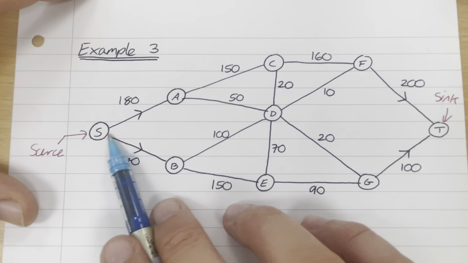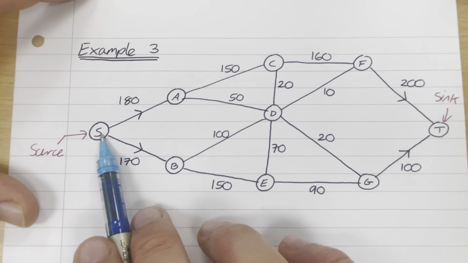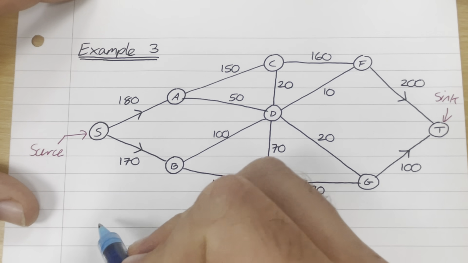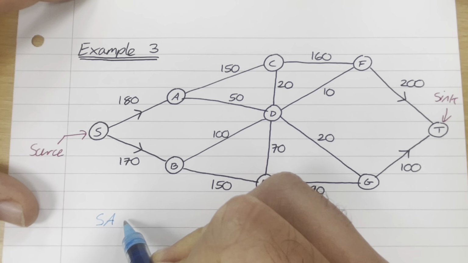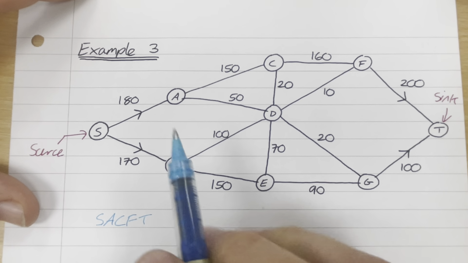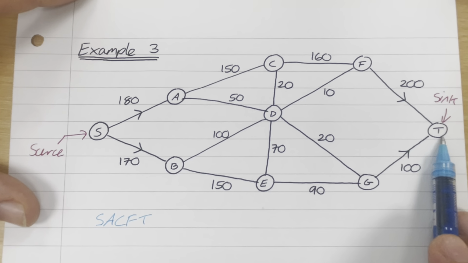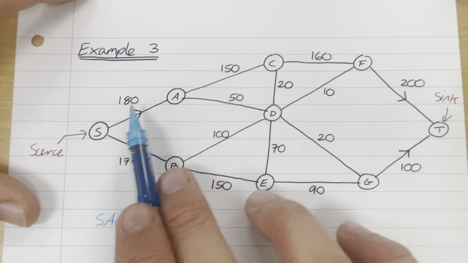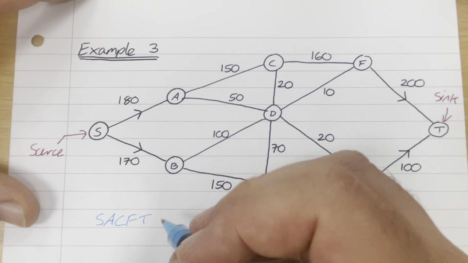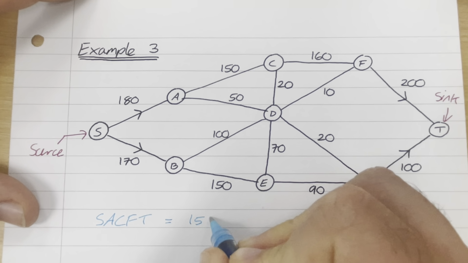Right, so let's just consider around the top of the network first of all. So S, A, C, F, T. So let's drop that route down. S, A, C, F, T. What's the maximum flow I can push through that route? Well, it's going to be the minimum of these numbers, so 150. So let's put 150 units of flow.